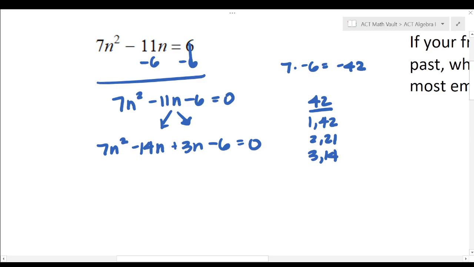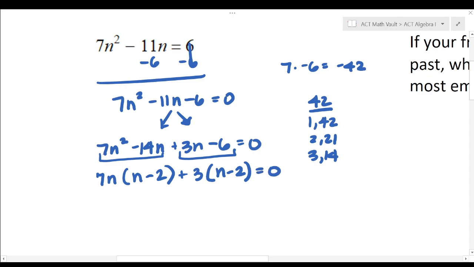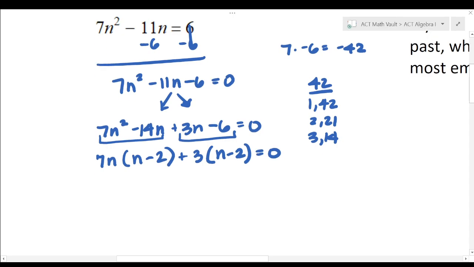So now here, I'm going to finish this process by basically factoring by grouping. And the biggest factor that can come out here is a 7 and an n. What's left over? n minus 2. What can come out of the next two? A 3. What's left over? n minus 2. Hey, those n minus 2's match, and so that means that n minus 2 is one of the parts of the answer here, and then 7n plus 3, the remaining two values outside, come together as the next one.